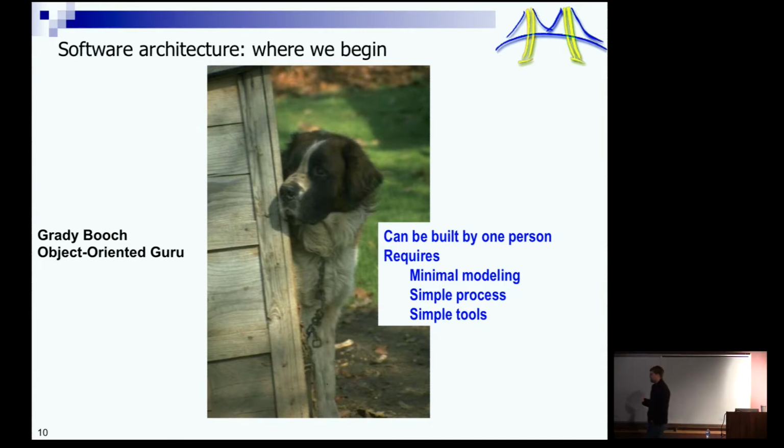So this slide is from Grady Booch, who is an object-oriented programming software architecture guru. And he created an analogy here where creating software is like creating a structure or a building. So in the simplest case, if you're creating a doghouse, you can do that one person, you can do that yourself. It requires a little bit of modeling, simple process, and simple tools. So it's analogous to a very simple software project.